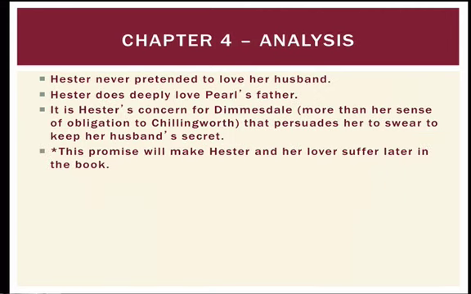So what we learn from this chapter is that Hester never pretended to love her husband. Hester does deeply love Pearl's father because she's willing to protect him. And it's Hester's concern for Dimmesdale more than her sense of obligation to Chillingworth that persuades her to swear to keep her husband's secret. And we will find out that this promise will make Hester and her lover suffer later in the book.